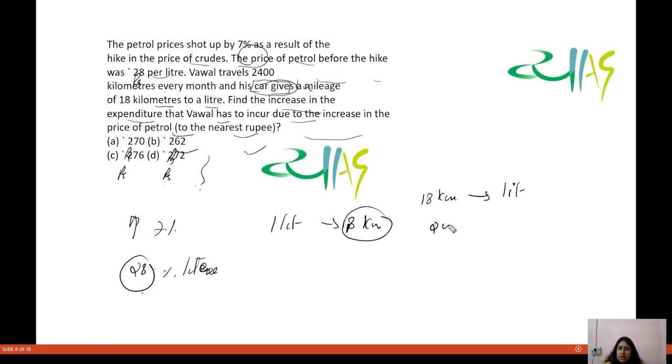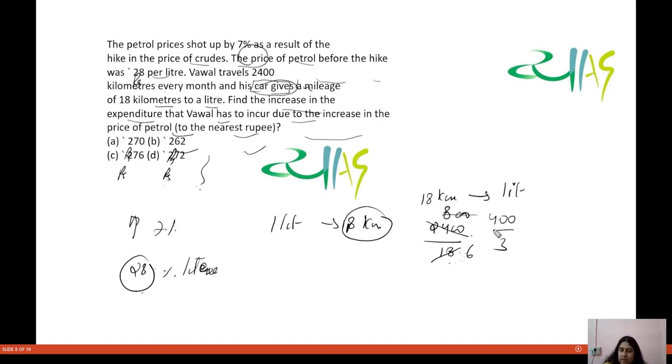So 2,400 divided by 18. Now you know this will definitely get cancelled by 3. So 3 8s are 24, 800, and 3 6s are 18. Now it is asking to the nearest rupee. All right. So from here this will be 400 by 3.